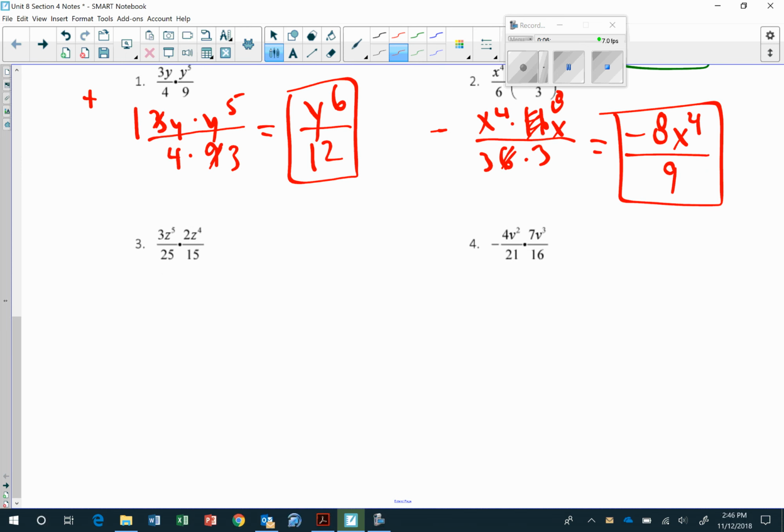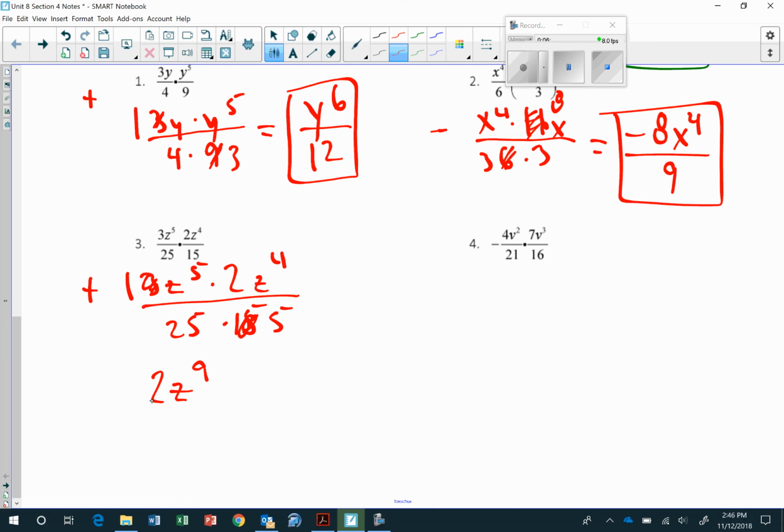Number 3, I have a positive times a positive, so I'm going to have a positive final answer. I have 3z to the 5th times 2z to the 4th on the top. I have 25 times 15 on the bottom. 3 and 15 can both be divided by 3, so 3 divided by 3 is 1. 15 divided by 3 is 5. So on the top, I wind up with 2z to the 9th. And on the bottom, I wind up with 125. That can't be simplified any further, so I'm done there.